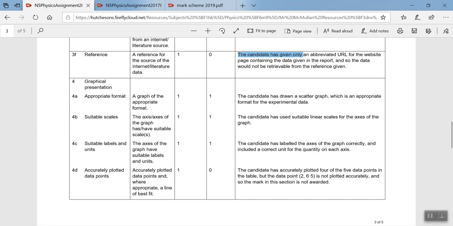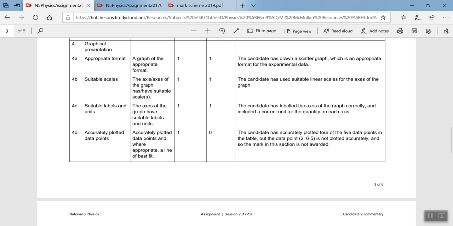They only gave an abbreviated URL. What that means is they only gave one website homepage rather than the actual page. So if you just typed in your resource was Wikipedia, that would not get you the mark. You would need the exact page, the full website address.